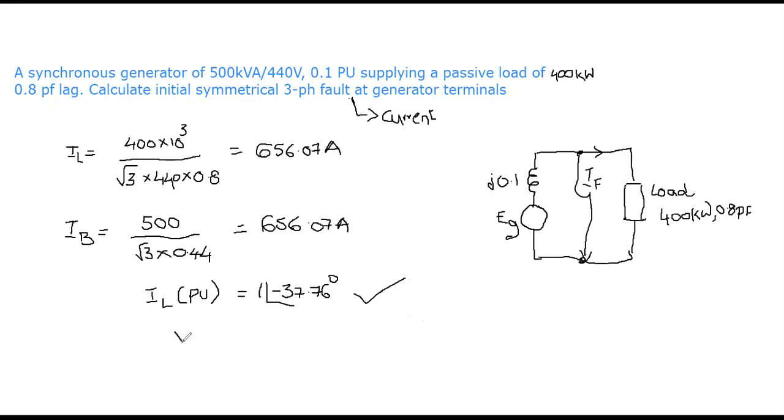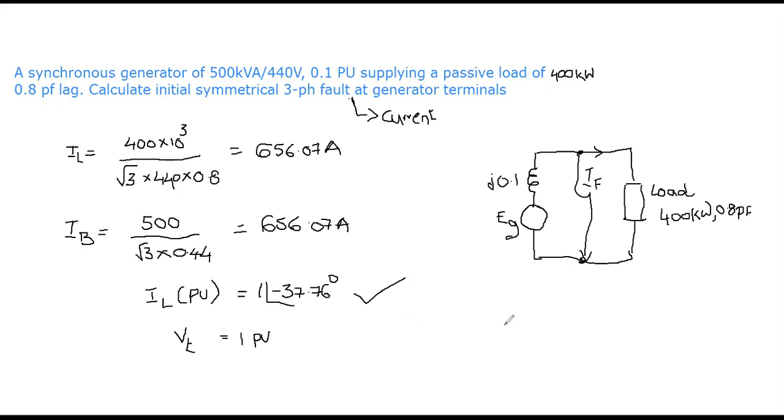So similarly, what is the terminal voltage? Here we are assuming that the terminal voltage is equal to 1 per unit. Why? Because he has not given it. So that's why we are assuming that it is 1 per unit. Now how can we determine the fault current?